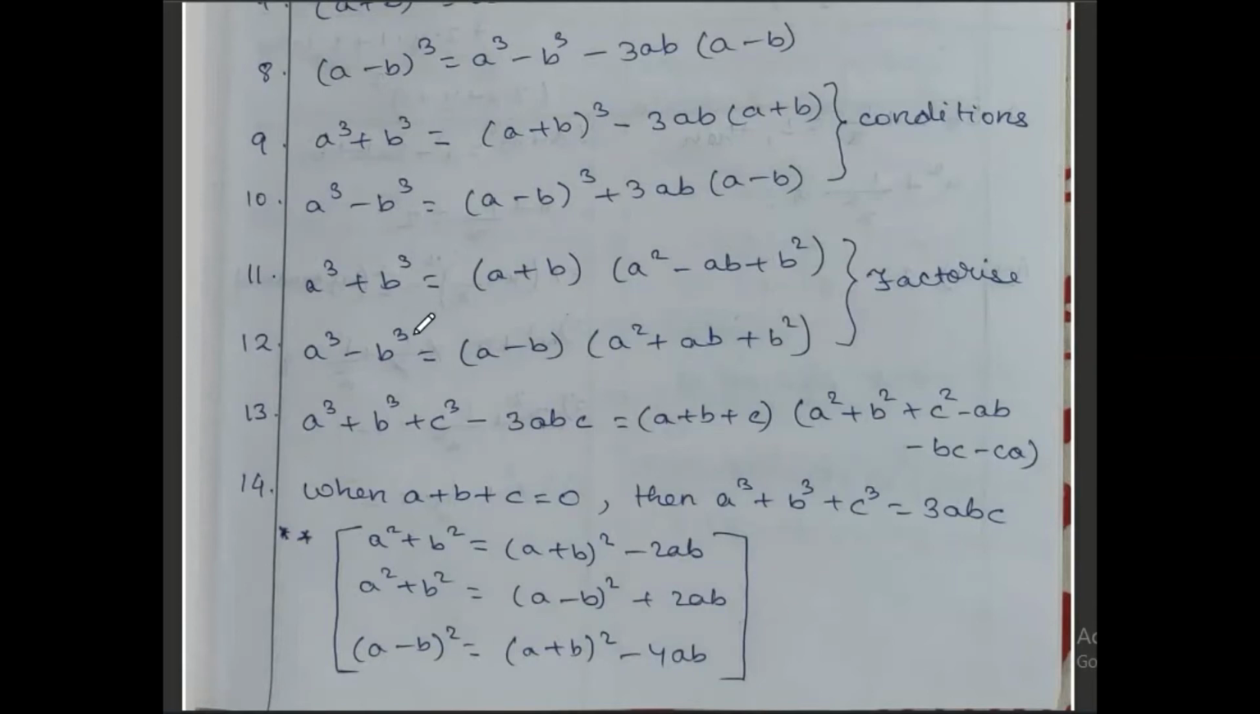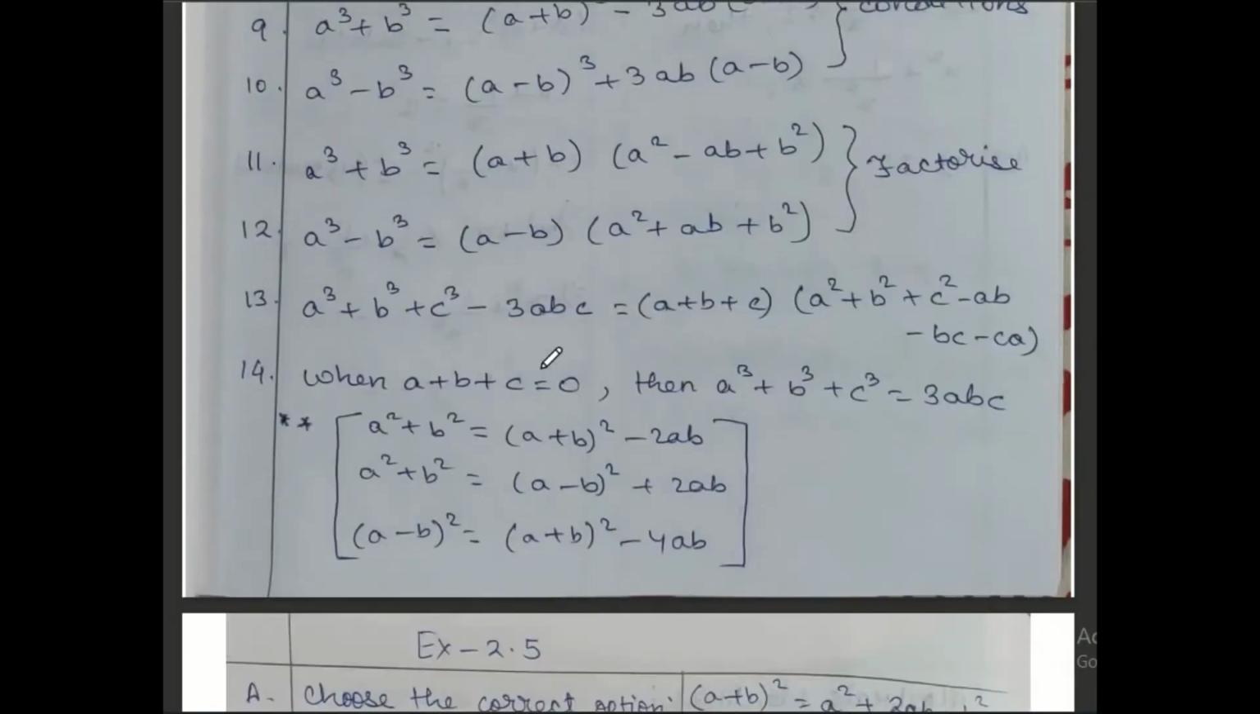These two formulas will be utilized if the question says find the factors, factorize the following polynomial. If they are saying something like that, then you can utilize a cube plus b cube as a plus b into a square minus ab plus b square, and a cube minus b cube as a minus b into a square plus ab plus b square.